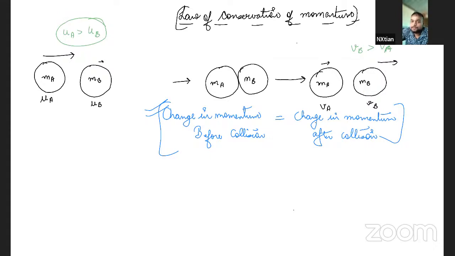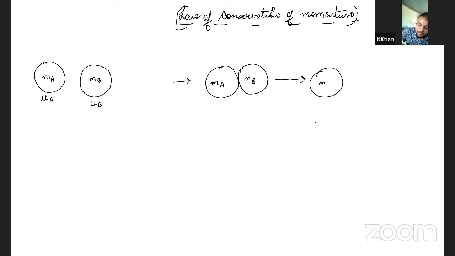Did you understand, beta? Yeah. So now, if you want to take out the formula, the change in momentum is final momentum minus initial momentum of the ball A.